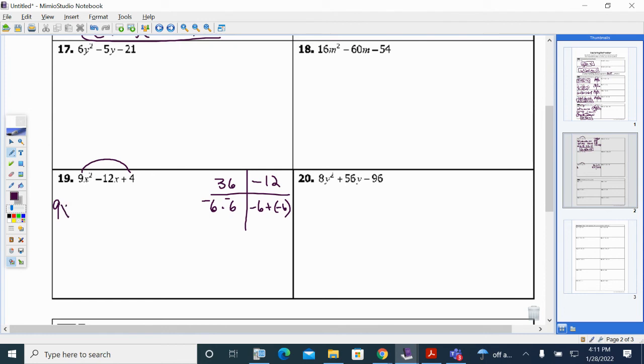So I got 9x squared. Replace the negative 12x with negative 6x minus 6x plus 4. Y'all, the thing is that when there is a negative in the middle, that's when it becomes tricky. Let me group, and then your negative 6x plus 4.